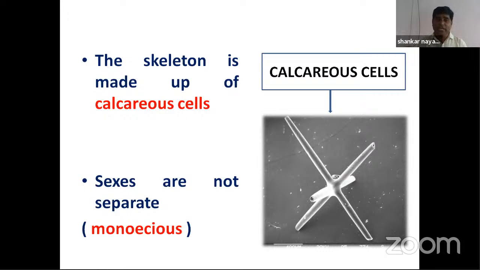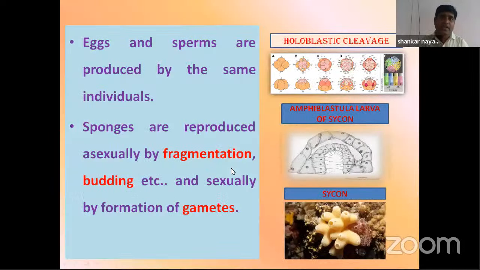See, in human beings, male and female are separate. But in sponges, sexes are not separate. A single individual can act as both male and female. It has male parts and female parts. Therefore, sexes are not separate. Animals in which sexes are not separate are called bisexual or monoecious. As it is monoecious, eggs and sperms are produced by the same individual.